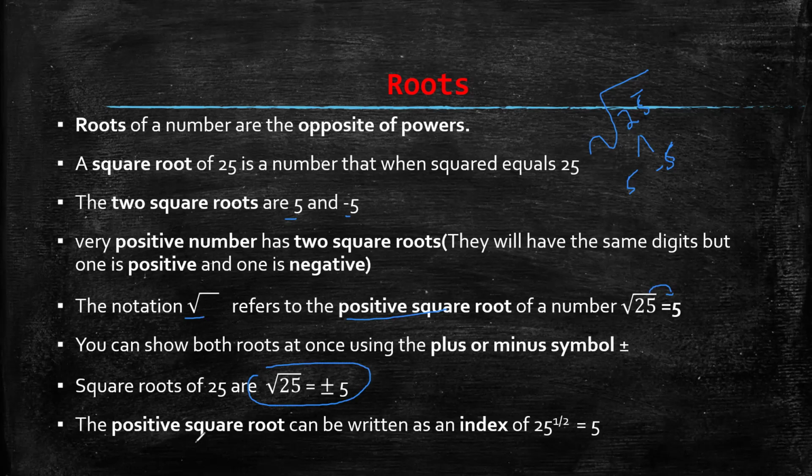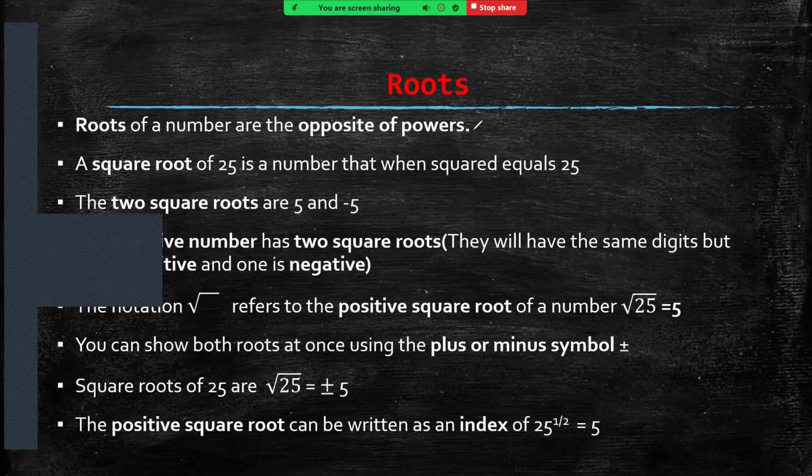The positive square root can be written as an index as well. So we can write it like this: root 25 is equal to 5. I can also write it like this, because this is a square root: 25 raised to the power 1 upon 2 is equal to 5. So this is known as the square root. Now, it's very important.